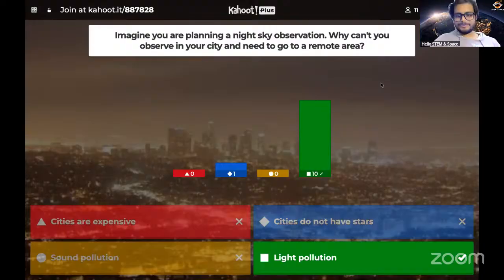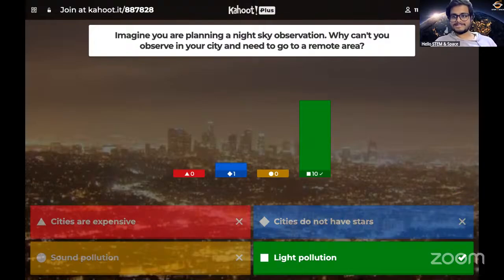Almost all of you gave the correct answer. The answer is light pollution. Cities don't have stars? Cities obviously do have stars, but I think someone clicked that in a hurry. The answer is light pollution. Light pollution is when the artificial lights of the cities become so much that they start blocking the light coming from the universe, and that phenomenon is called light pollution. The stars are obviously still there, but we cannot see them because of so much pollution. This is a serious issue and has to be dealt with.